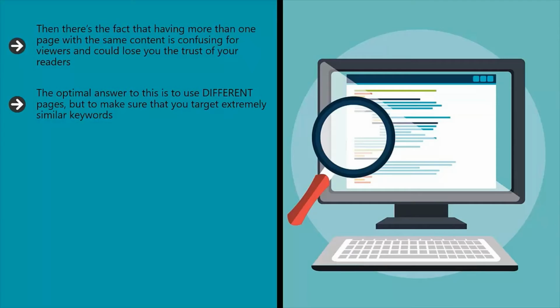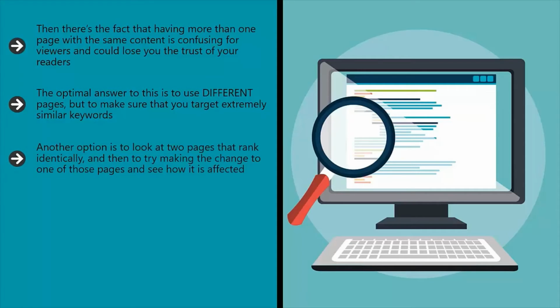When you do this, you can try different techniques on similar pages with similar objectives and see which one comes out on top. Another option is to look at two pages that rank identically, and then try making the change to one of those pages and see how it is affected. This is a slightly better strategy because you are starting from a similar place.